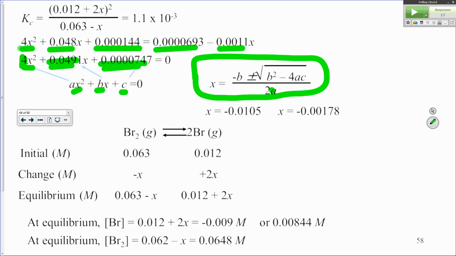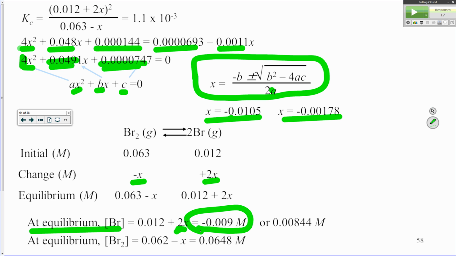And when you plug in the values, you'll find that x can either be minus 0.0105 or minus 0.00178. And if I go back and plug in what x is, the change in x and the plus 2x, we'll find that one of them is not possible. If I plug in the first one, I come up with a concentration of negative 0.009. Can't ever have a negative concentration.